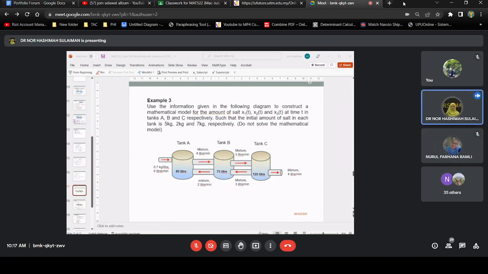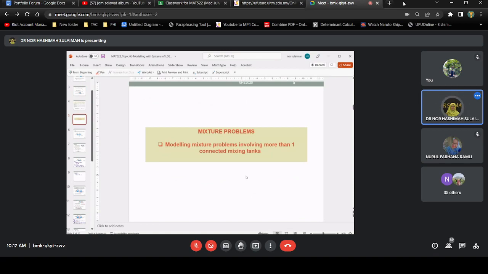Okay, what we are going to do today is we would like to discuss the application of the system of differential equations in solving the mixture problem. Remember last time saya ada discuss the application of solving the system of differential equations in solving a mixture problem involving more than one connected mixing tank.